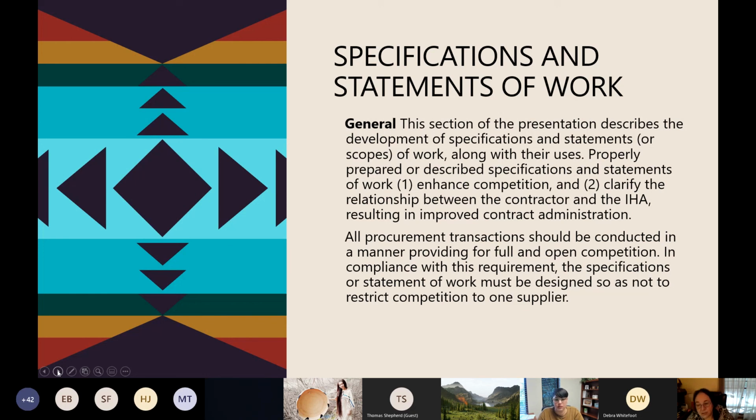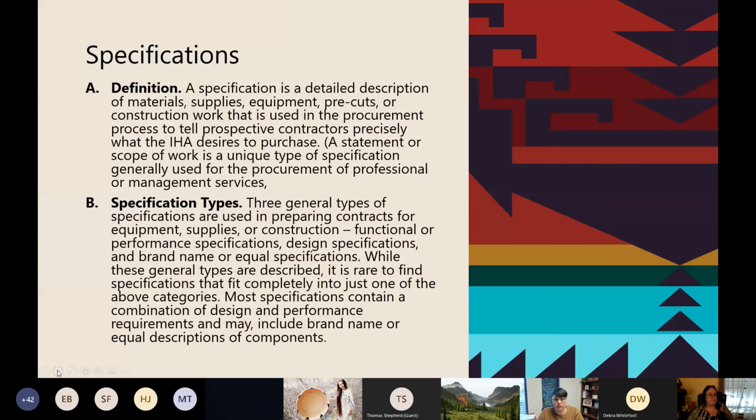All procurement transactions should be conducted in a manner that provides for full and open competition. So it's fair to everybody, and you seek as many bidders as you can. In compliance with that requirement, your specifications and statements of work have to be designed so as they don't restrict competition to one supplier. So you have to write them a certain way. I'll come across an example in a minute.